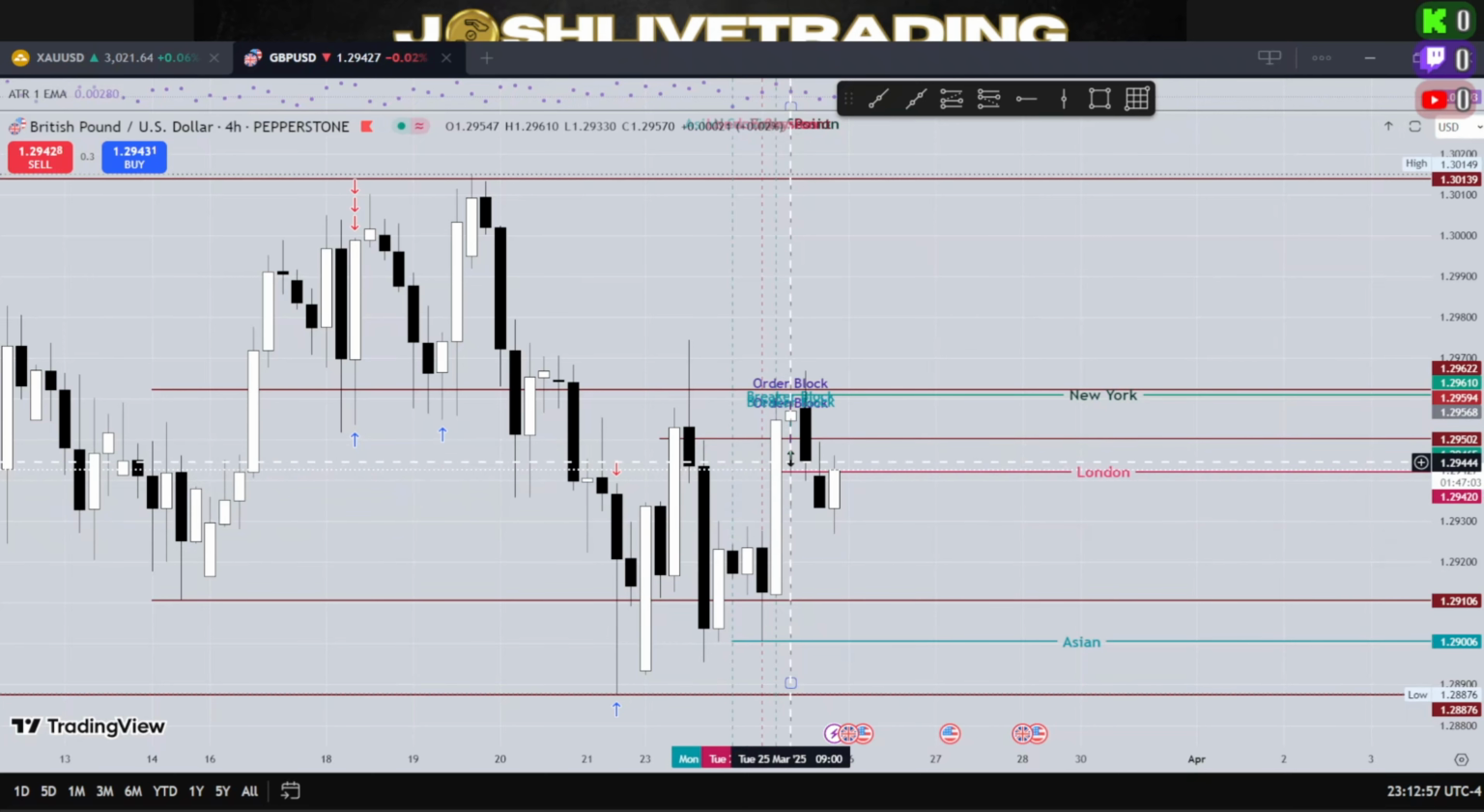Then this was the move that made me go bearish today. Essentially, it was because we were very long in the London session. This is the London session, the one in pink. The one in blue is the Asian session, the one in green is New York, and the brown one is my entry point.